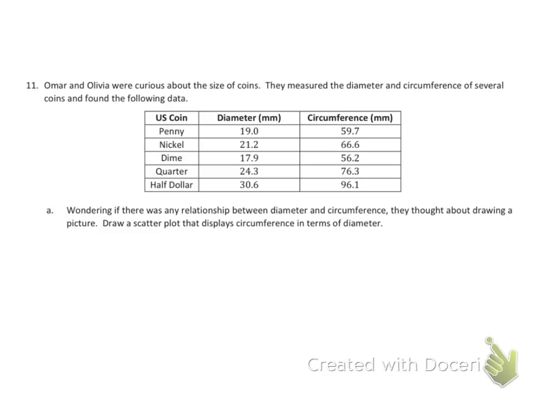Last example. Omar and Olivia were curious about the size of coins. They measured the diameter and circumference of several coins and found the following data. They measured a penny, a nickel, a dime, a quarter, and a half dollar. They got the diameter in millimeters and the circumference in millimeters. Wondering if there was any relationship between the diameter and circumference, they thought about drawing a picture. Draw a scatter plot that displays circumference in terms of diameter.